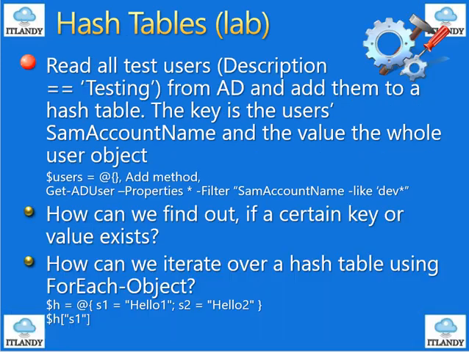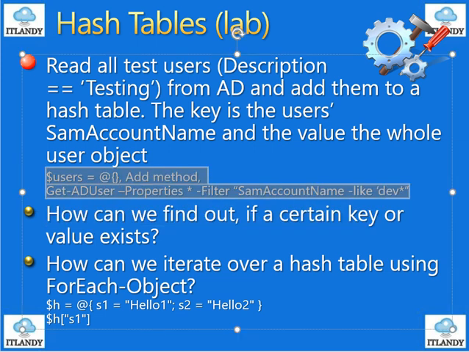And the last part is a lab for us here. So what you need to do when you finish is read all the test users' descriptions by using the equal sign from AD and add them to a hash table. The key is for users based on SAM account and the value is the whole object, something like this. Let me just run this. It's very basic. Also, you can find out if certain keys or values exist, and how we can iterate over a hash table using foreach.